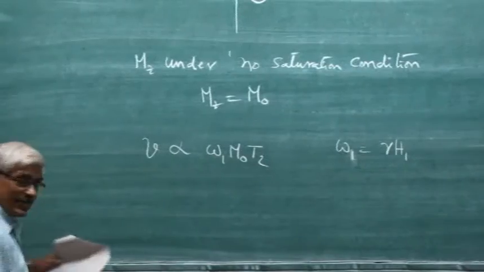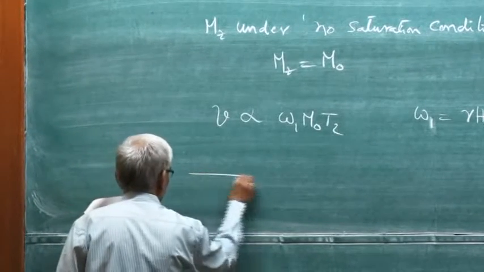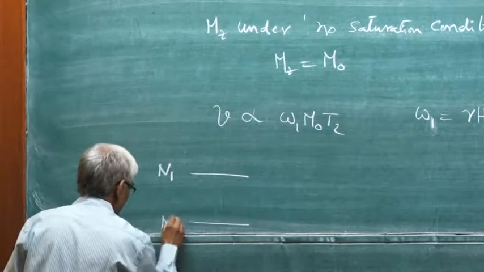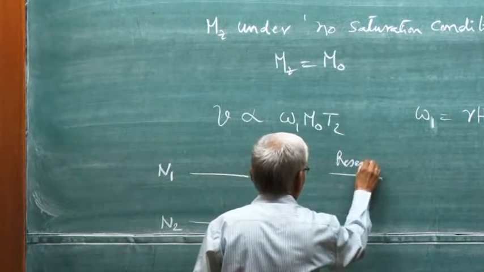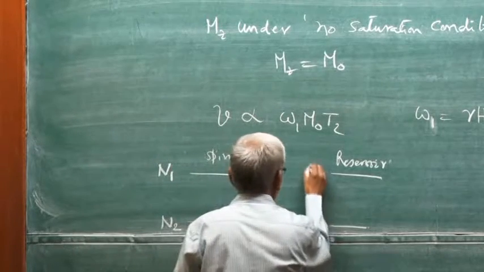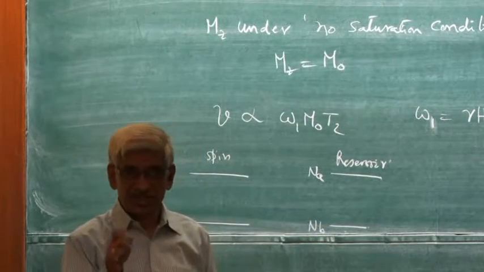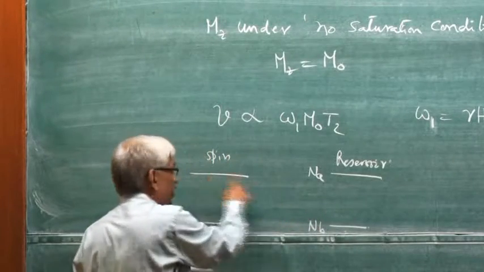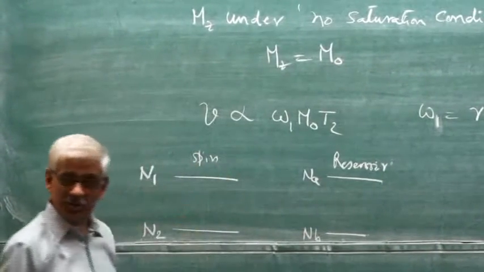Let me just show you how the lattice plays a role here. So let's consider the two-level system. This is your spin. And let us call this population N1, this population N2. And on the other side, you have the lattice. This is the reservoir. Let's call this population NA and this population NB. Because these are quantum transitions, if you lose energy here, it has to be gained by the lattice, and if we need energy here, it has to be given by the lattice. Therefore, both these populations will come into the picture.